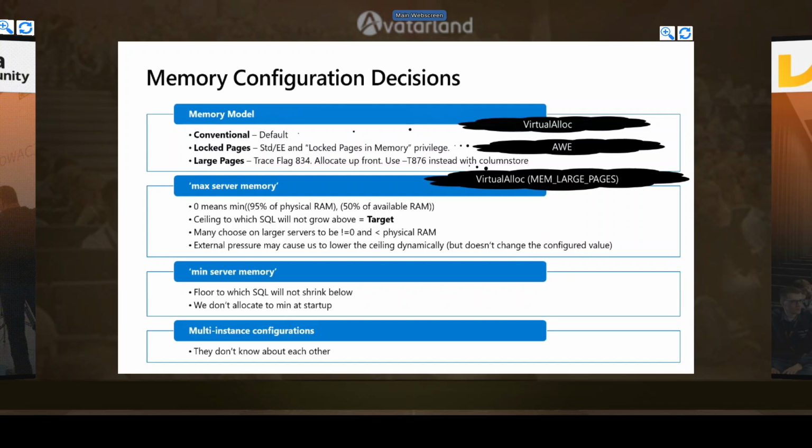Let's say you have a single instance of SQL in your VM or in your machine. If you have to worry about min server memory, it must mean you've got some severe memory pressure going on within the operating system outside of SQL. So unless you're in a multi-instance scenario, you shouldn't need to set min server memory.